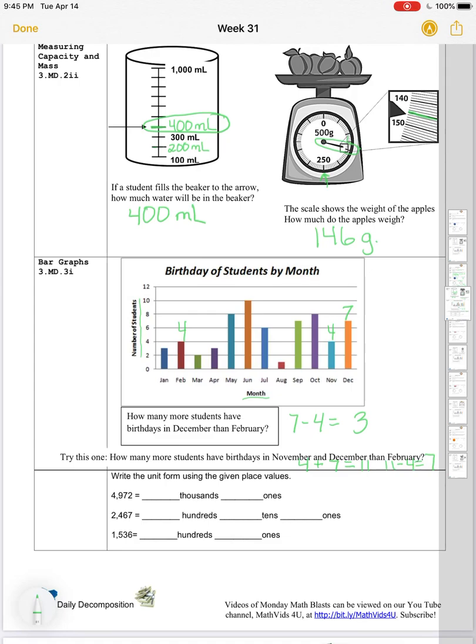Write the unit form using the given place values. 4,972 is 4,972 ones. 2,467 is hundreds. Now, if hundreds is my greatest unit, then my thousands here have to decompose into hundreds. So I'm going to go all the way to the hundreds. That would be 24 hundreds, 6 tens, 7 ones.